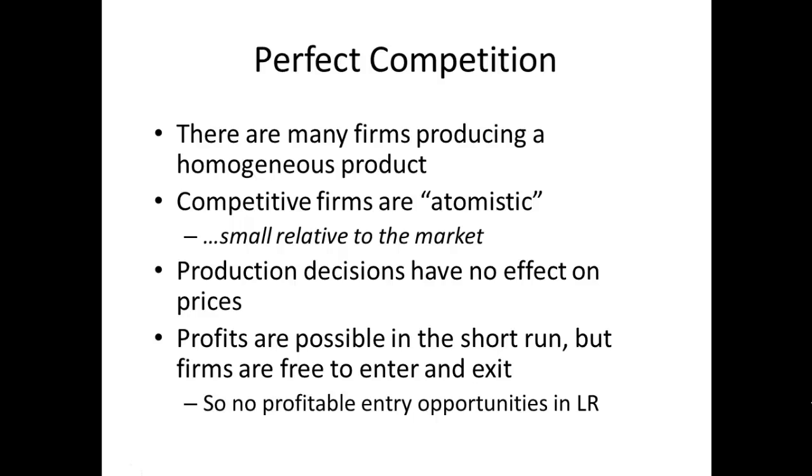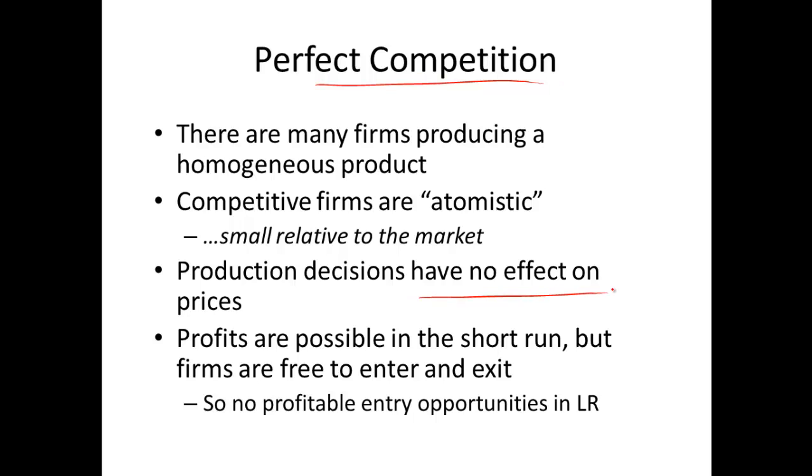So what's perfect competition? Well, it's a market structure in which there are many firms producing a homogeneous product, which is just a fancy way to say that they're all making the same thing. We say that competitive firms are, quote, atomistic. It just means that they're small relative to the market. But that does have a specific meaning for us. It means that their production decisions, that is how much output they produce, have no effect on the price.